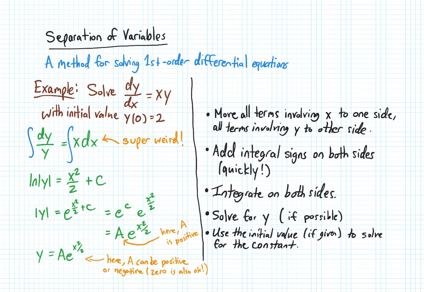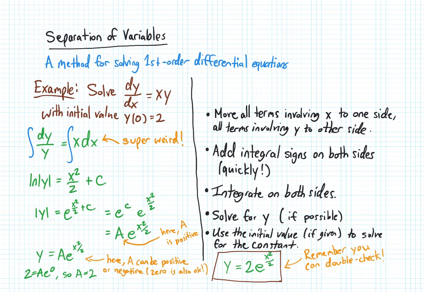And then finally, the last step is to use the initial value, if it's given in the problem, to solve for the constant. So in this case, we would plug in x = 0 and y = 2, and then we would solve for a, and you can see that we get a = 2. And then that gives us our solution to the equation. It's y = 2e^(x²/2).